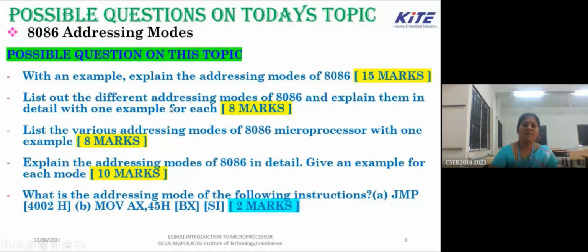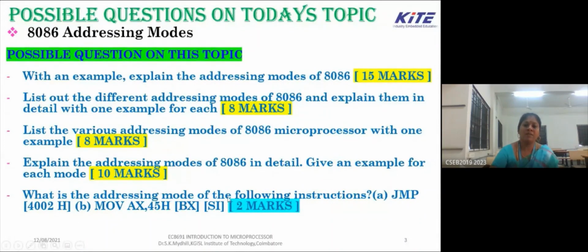List out the different addressing modes of 8086 and explain them in detail with one example for each. It is the same question asked in a different way. The next question is: list the various addressing modes of the 8086 microprocessor with one example, and explain the addressing modes of 8086 in detail. Give an example for each mode.